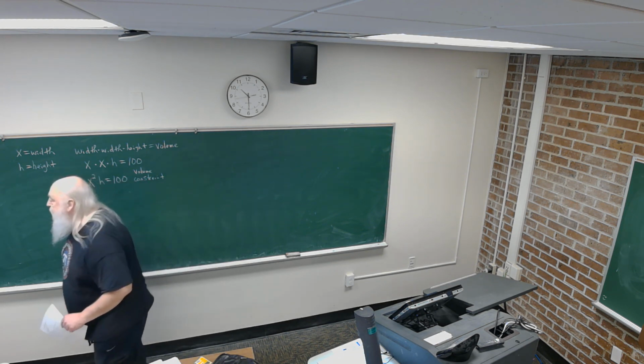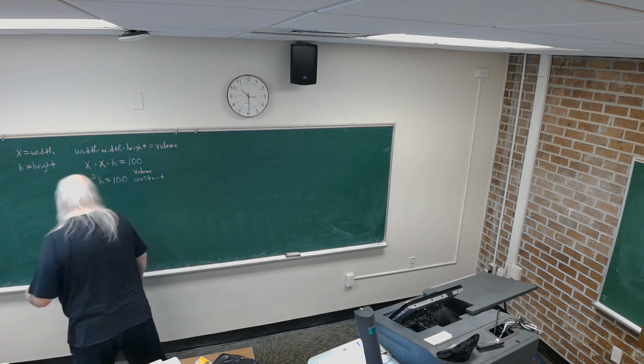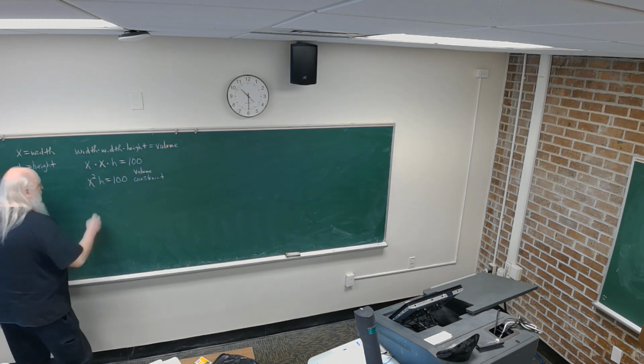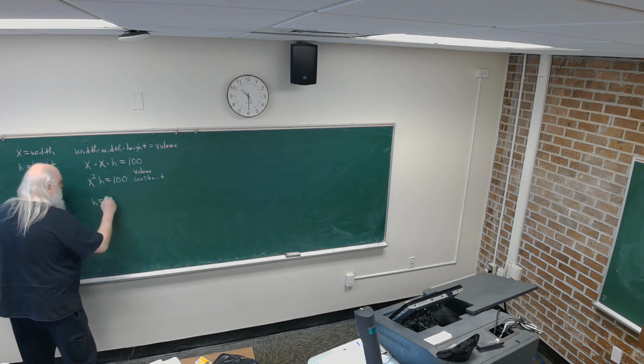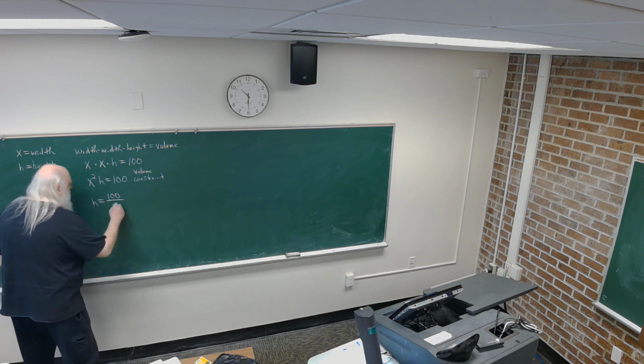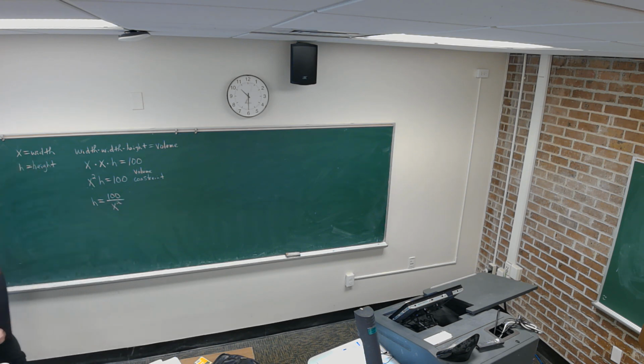Yeah, so that's our volume constraint, okay? So we have an equation in two variables, X and H, and we can solve for H, right? And so the height H of the box is constrained to equal 100 divided by the width squared. Okay? So whatever the width X is, the height H is constrained to equal 100 over X squared.